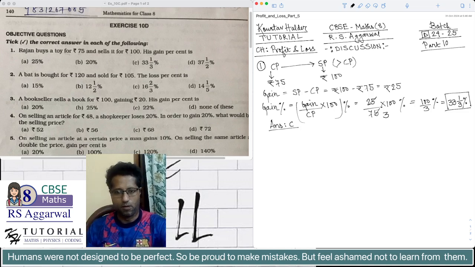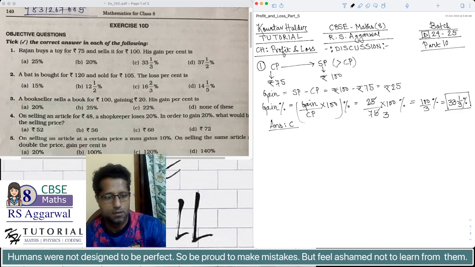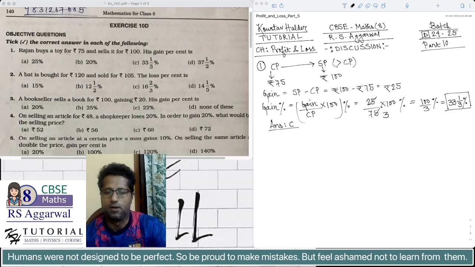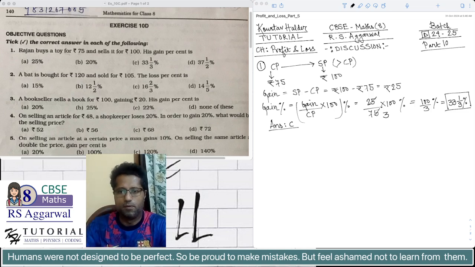So after solving a problem, I will pause for a few seconds so that you can take a screenshot of the solution if you think it will help you as a future reference. Okay. So let's do problem number 2.